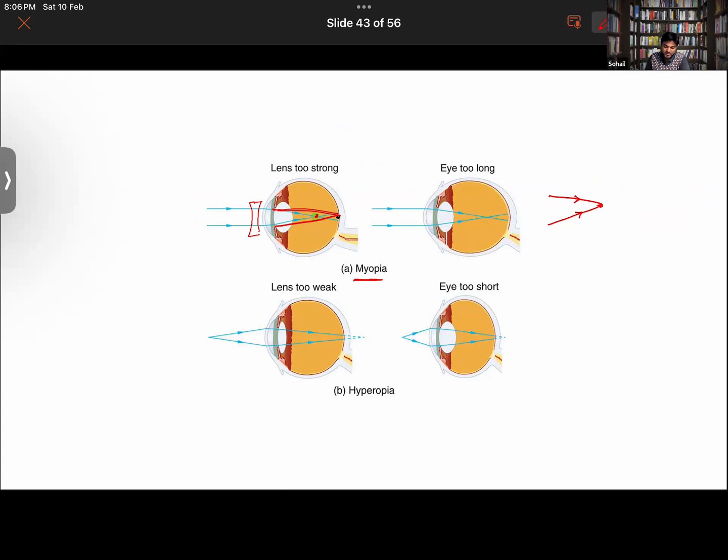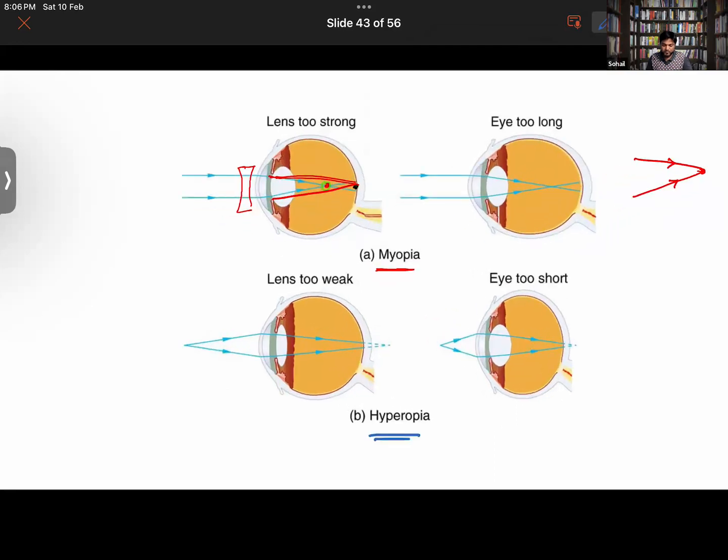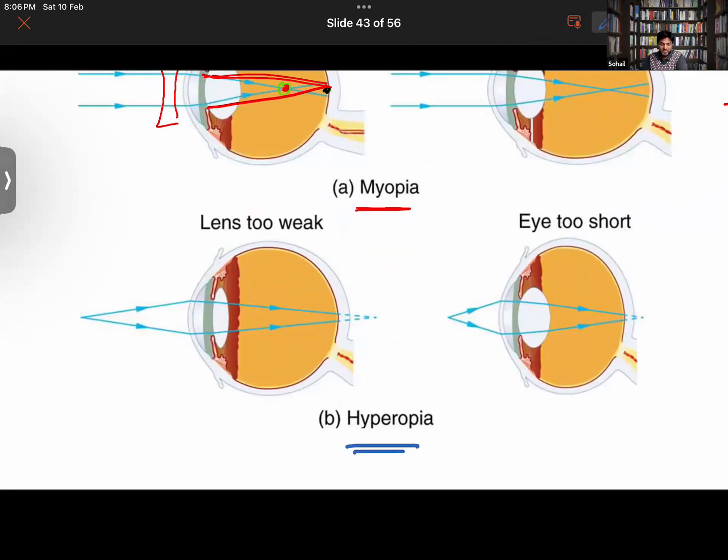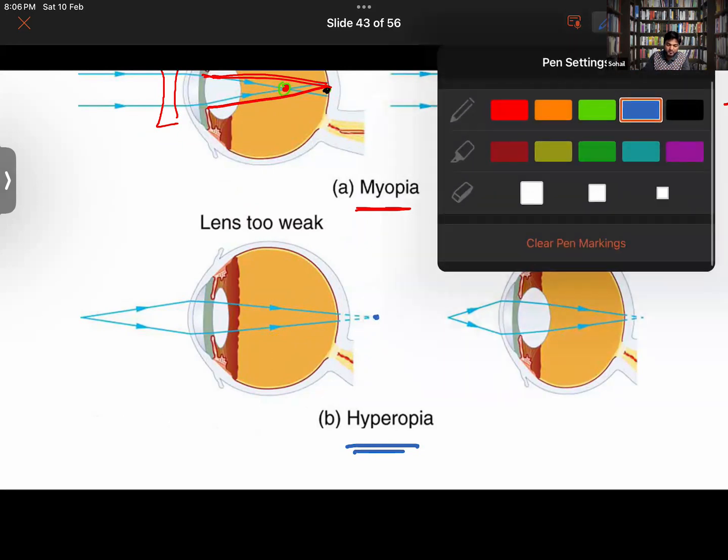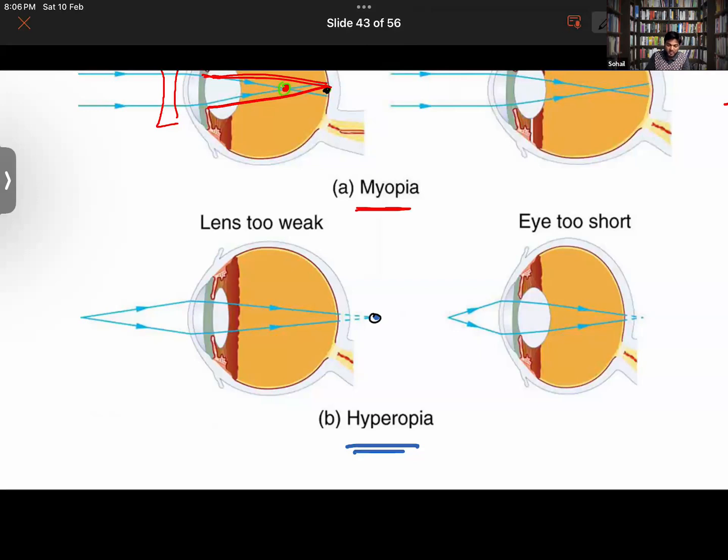Then you have another case. It is hyperopia, or also hypermetropia, far sightedness. So in this case, you can see here that the converging power has reduced. If you look at the eye lens, it is thinner, and thinner lens means less converging power. So look where the rays are meeting: behind the retina. But it should have been here.